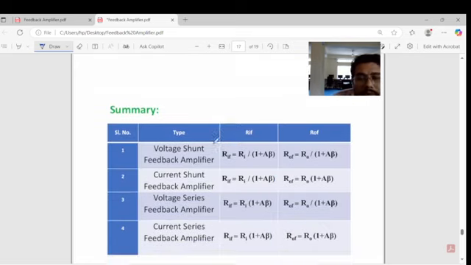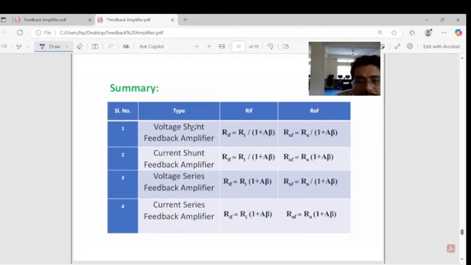So how can we summarize everything we have studied? In the voltage shunt feedback amplifier, input impedance is decreased and output impedance is decreased. In the current shunt feedback amplifier, input impedance is decreased and output impedance is increased. In the voltage series feedback amplifier, input impedance is increased and output impedance is decreased. So all these things we can analyze.